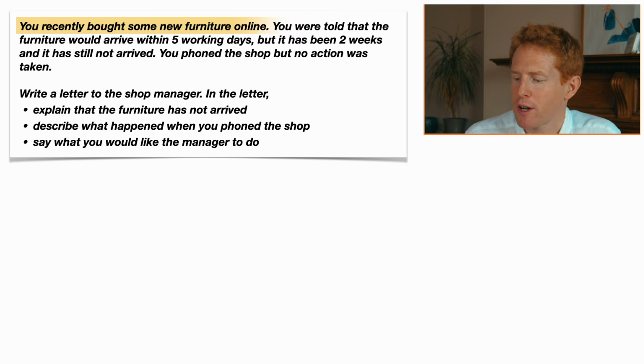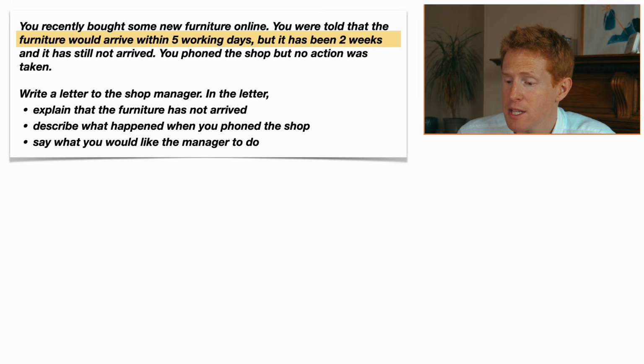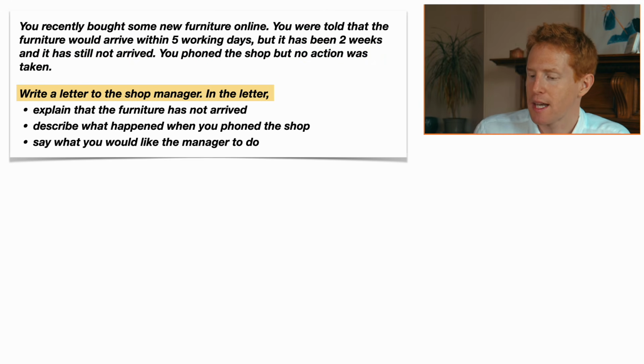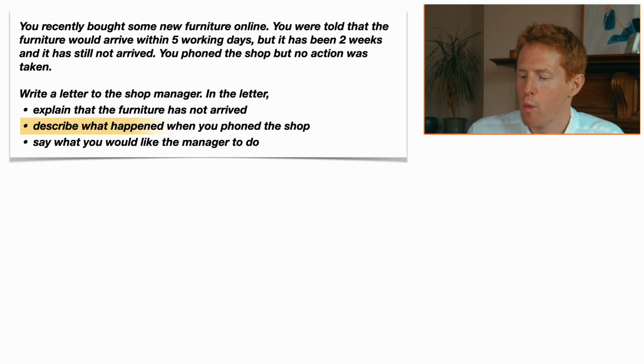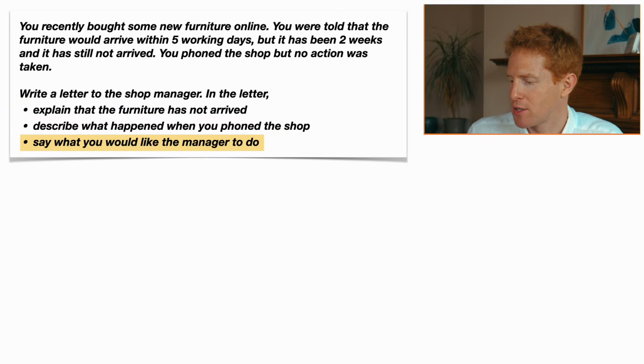Let's write a formal letter together. You recently bought some new furniture online. You were told that the furniture would arrive within 5 working days, but it has been 2 weeks and it has still not arrived. You phoned the shop, but no action was taken. Write a letter to the shop manager. In the letter, explain that the furniture has not arrived. Describe what happened when you phoned the shop. Say what you would like the manager to do.